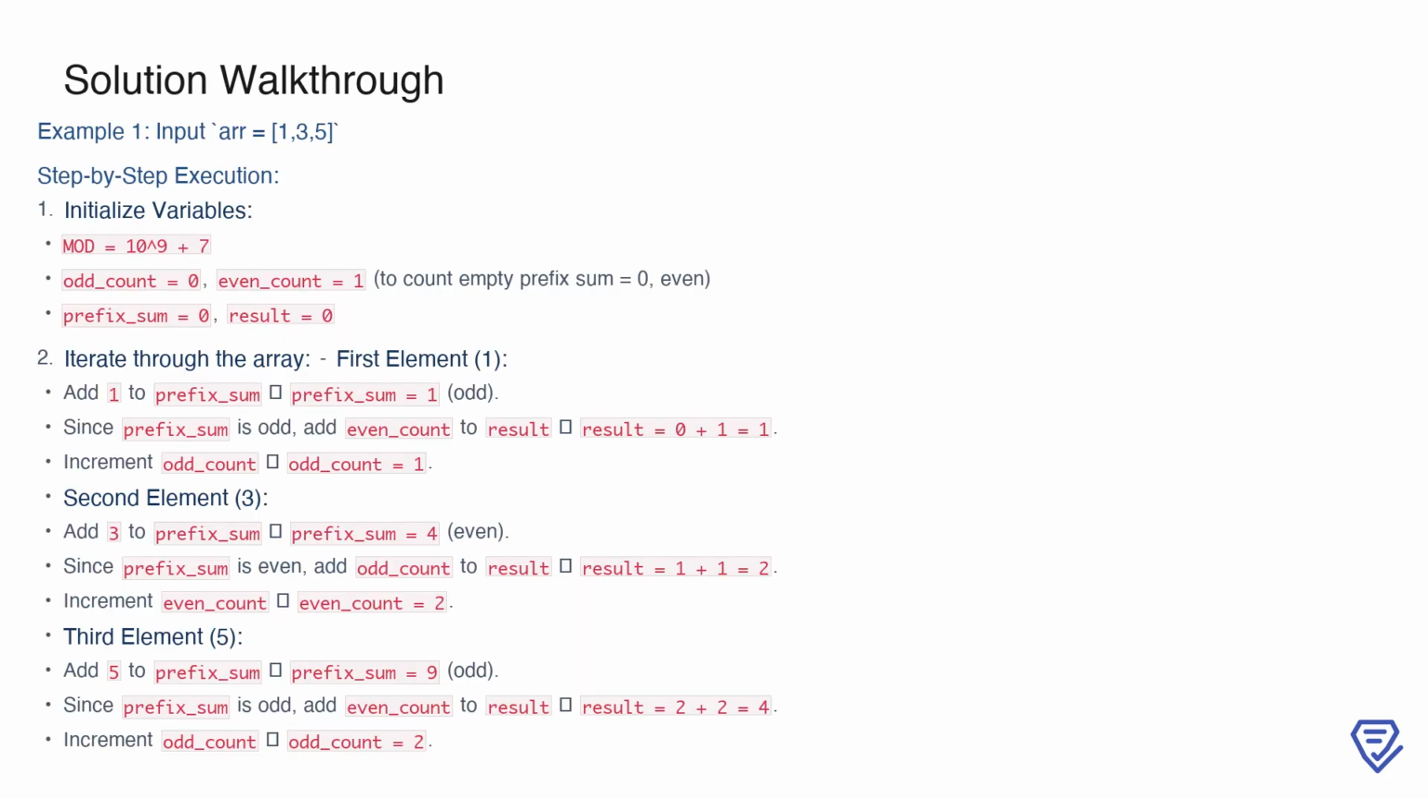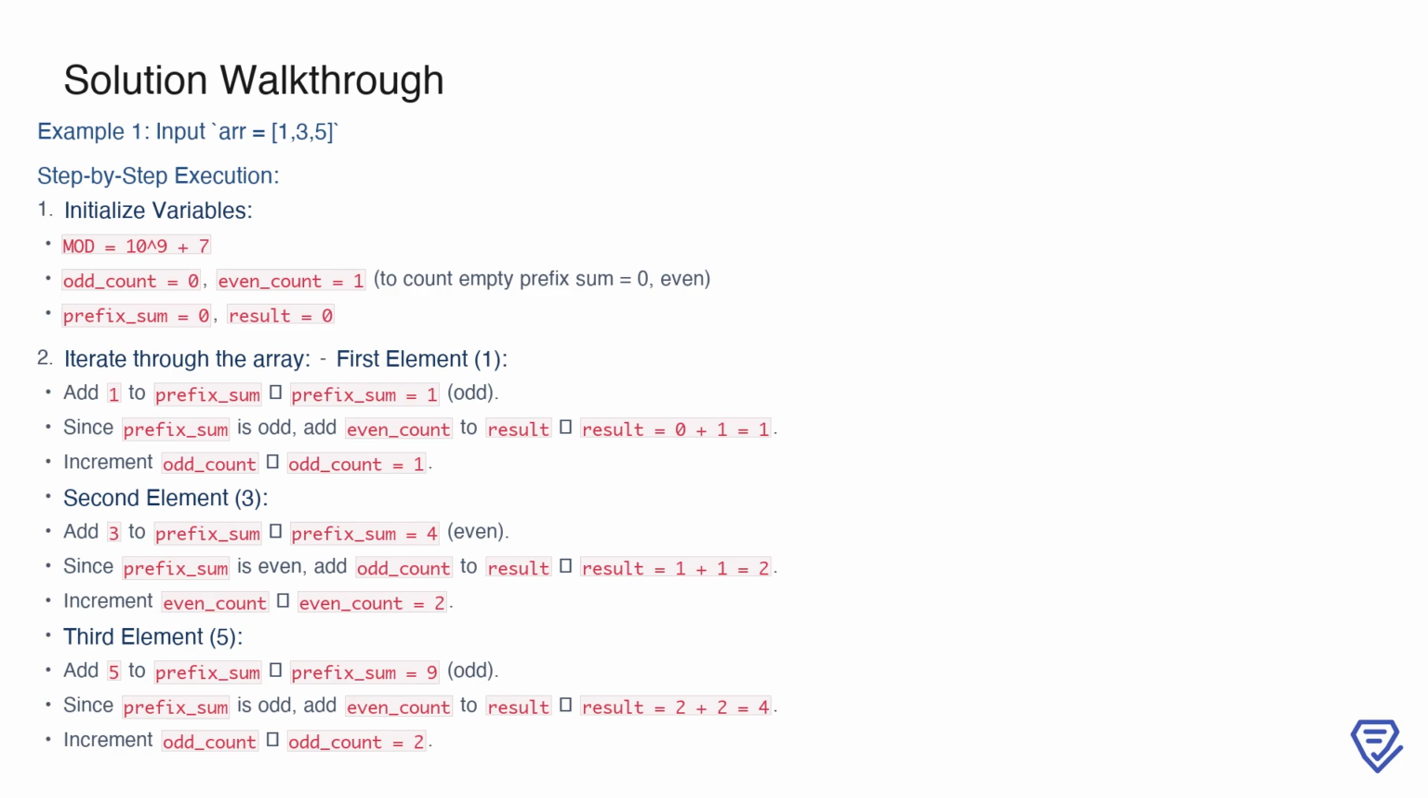To solve this problem, we start with an example where the input array is 1, 3, 5. First, we initialize several variables. The constant mod, which is 10 to the power of 9 plus 7, is used to handle large results. We also define odd_count as 0 and even_count as 1, to account for prefix sums that are odd or even, respectively. Initially, we consider an empty prefix sum as even. Additionally, we initialize prefix_sum to 0 and result to 0.